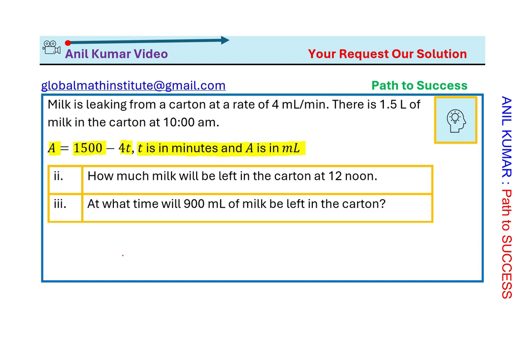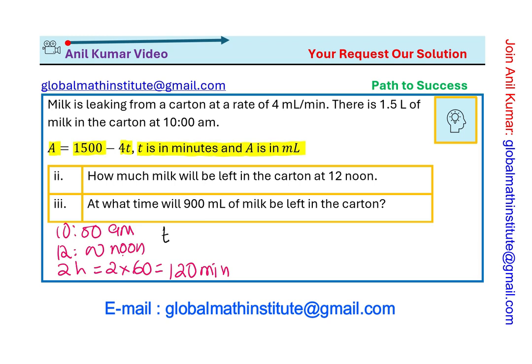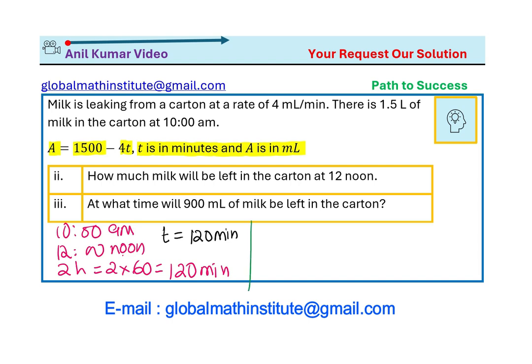Now at 12 noon it means from 10 a.m. to 12 noon, means 2 hours, or 2 times 60, 120 minutes. So t for us in this particular case is 120 minutes, since we converted time to minutes. So we can find the value of A. Let's do it. A will be equal to 1500 minus 4 times 120.